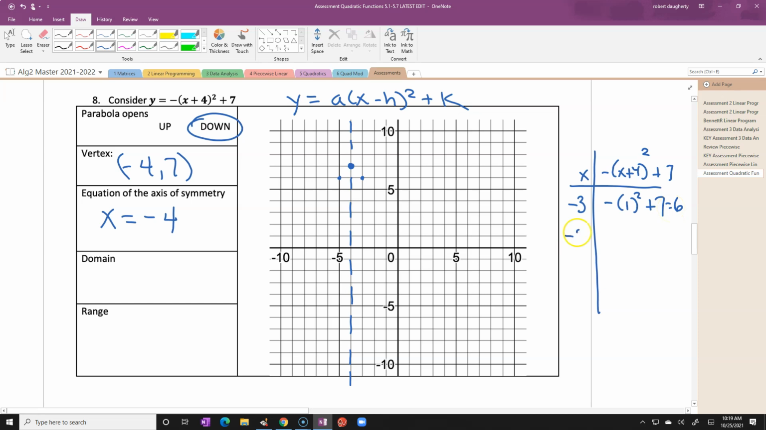Let's substitute a -2 in here, and I get negative. That's going to be 2 squared plus 7. That's 7 minus 4, or 3. So I'm going to get this point right, right here.